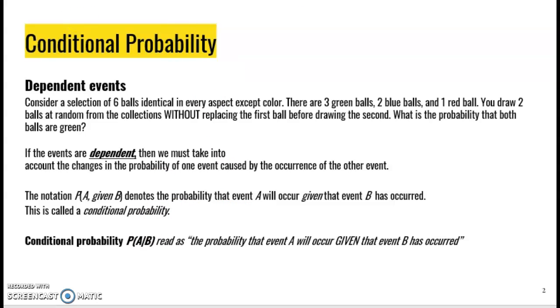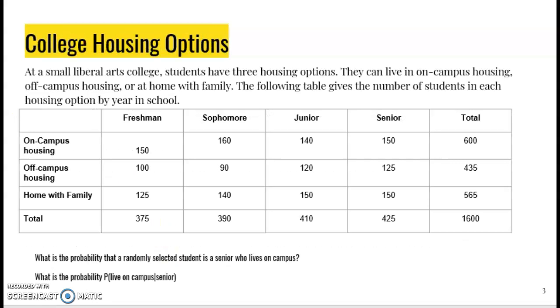that you have this probability of A, then there's a line between them, B. That means that you have the probability that event A will occur given that the event B has already occurred. So it's really important with conditional probability to make sure that you have your notation correct.